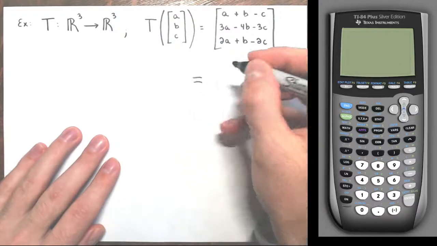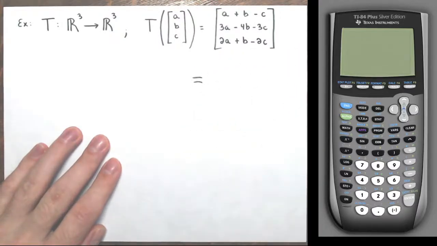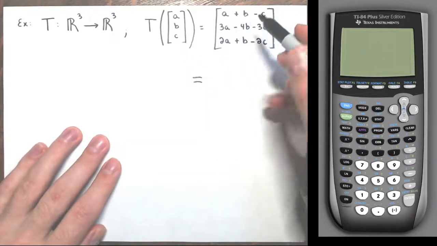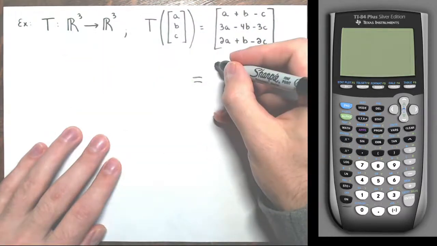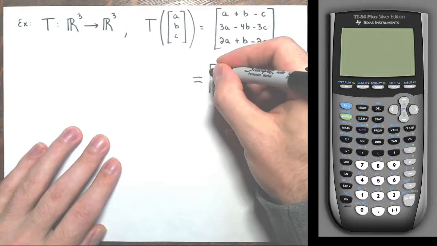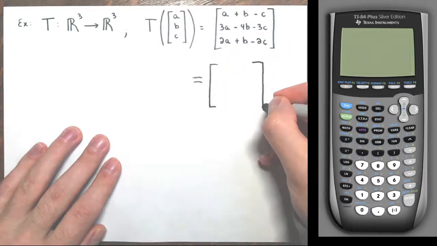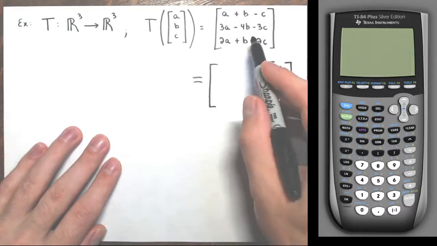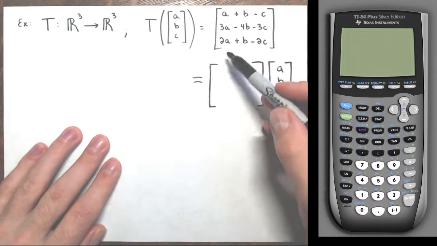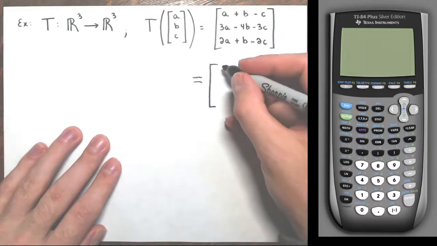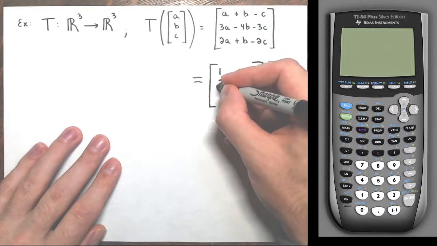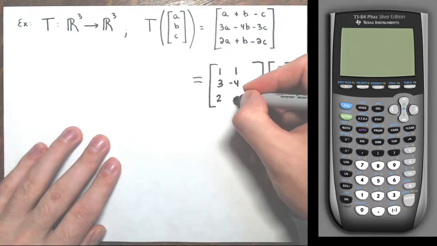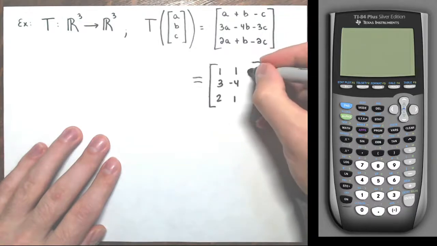So now I'm told it's linear. Since it's linear, I should be able to find a standard matrix for it. I have a vector with 3 components going to a vector with 3 components, so I should be able to write a 3 by 3 matrix multiplied by the input vector A, B, C that would give me this same output vector. Down the first column, the coefficients of A, the first input variable: 1, 3, and 2. Down the second column, the coefficients of B: 1, negative 4, and 1. And down the third column, the coefficients of C: negative 1, negative 3, negative 2.